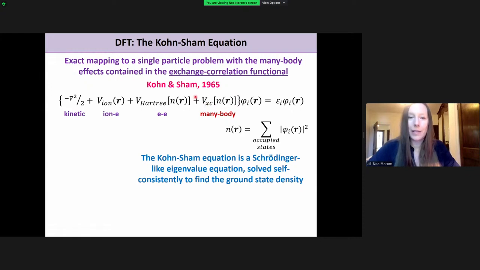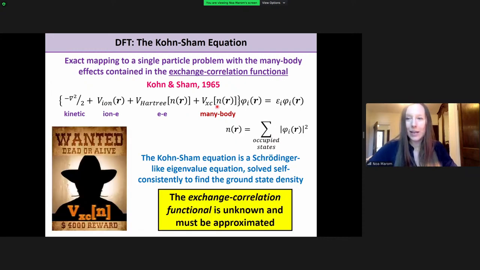And you can see here that the Hamiltonian actually depends on the density. So you have to solve this equation self-consistently. You diagonalize, get a set of eigenvalues and eigenfunctions, construct the density, plug it back in, and so on until you reach convergence. The only problem is this exchange correlation functional is not known exactly, and so it has to be approximated. And this is why DFT is exact in principle, but approximate in practice.